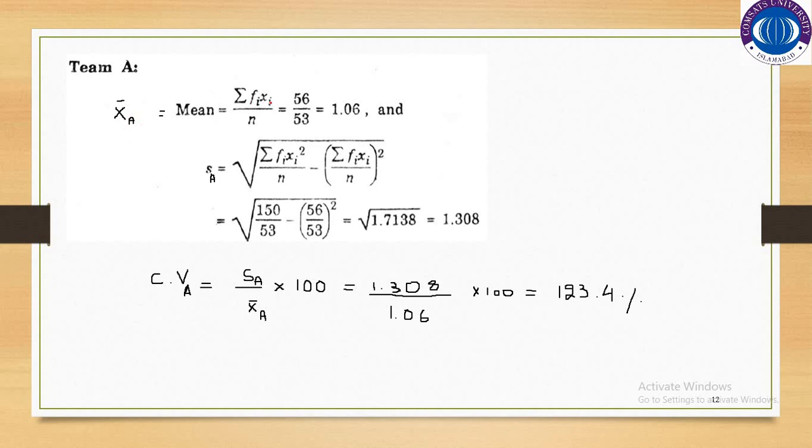So this would be summation f of x over n. This is 1.06, and the standard deviation for team A is the square root of summation f of x square over n minus summation f of x over n whole square, and by calculating it using the formula, we get 1.308. Now you know that coefficient of variation for team A is S A, the standard deviation for team A, over X bar, the mean of team A, into 100. The standard deviation is 1.308 and the mean is 1.06, into 100, so this is 123.4%.